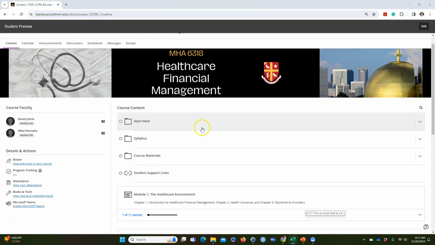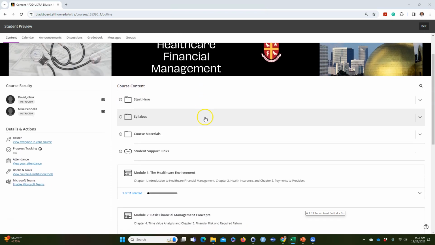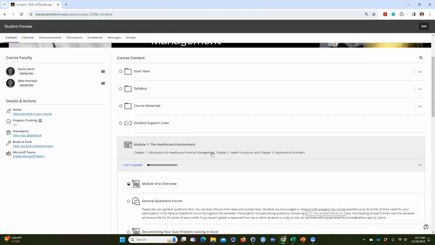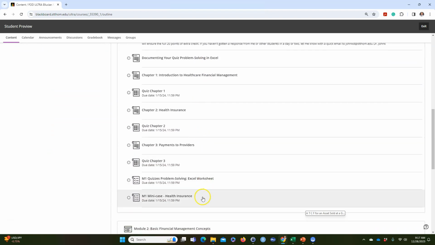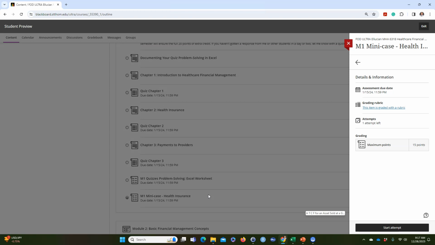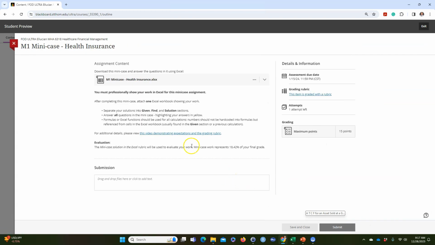So let's go to our book or go to our Blackboard. In the mini cases, if you scroll down, they're going to be down here on the bottom. And if you go in here, let me go ahead and just start attempt. It basically tells you you're going to solve it the way you solve the quiz. You remember showing your work on the quizzes, you're going to solve it basically the same way.